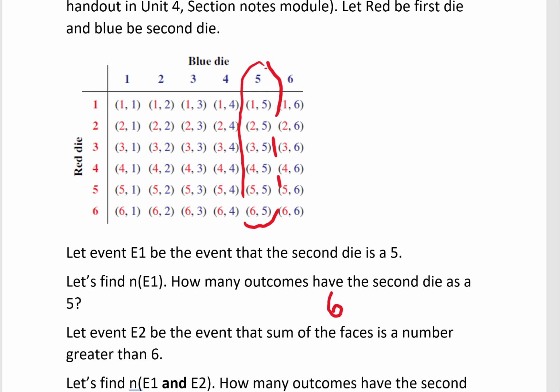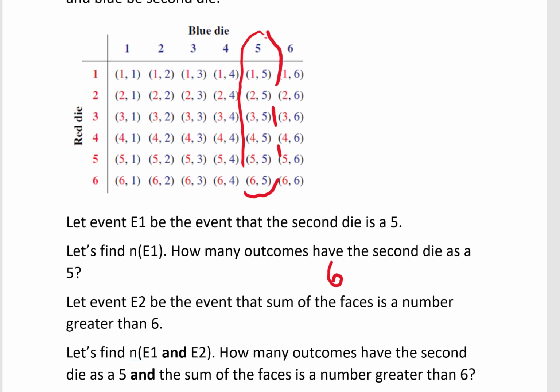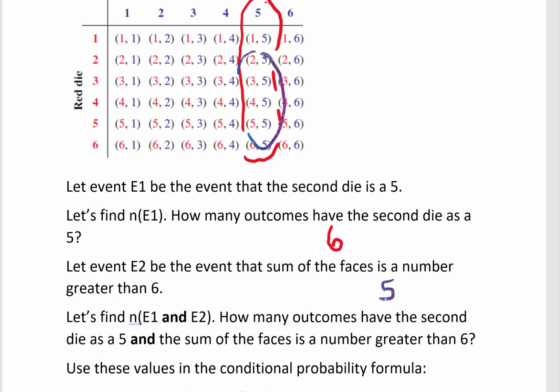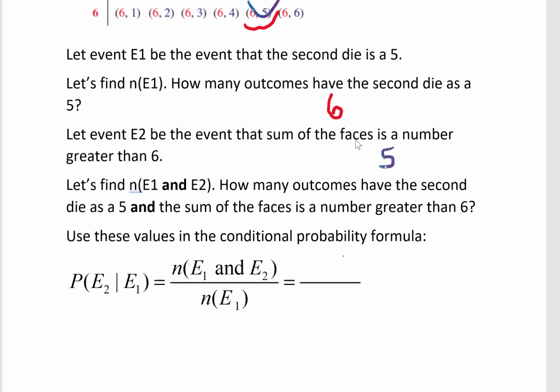We see 6. And then let event E2 be the event that the sum of the faces is a number greater than 6. And now we want to find the number in E1 and E2. And how many of the outcomes in that column have a sum that is greater than 6? And we notice all of these right here, and that's actually 5 outcomes. So the conditional probability is going to be 5 over 6.